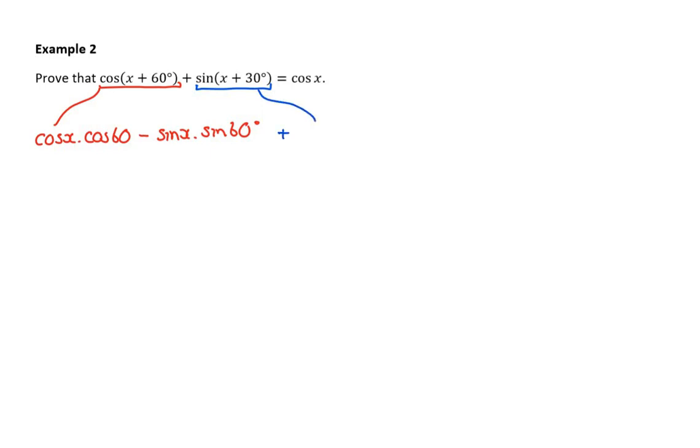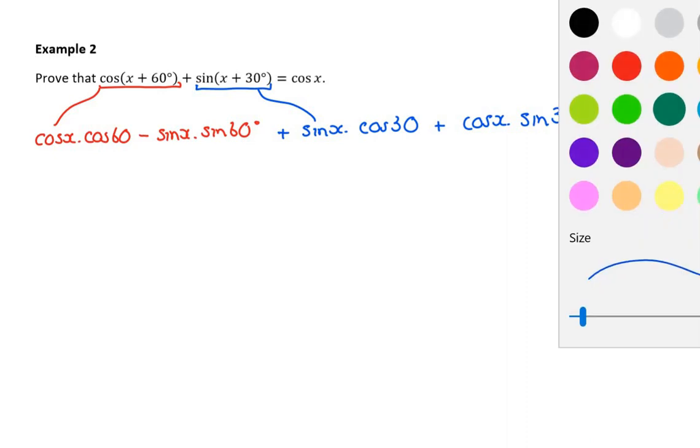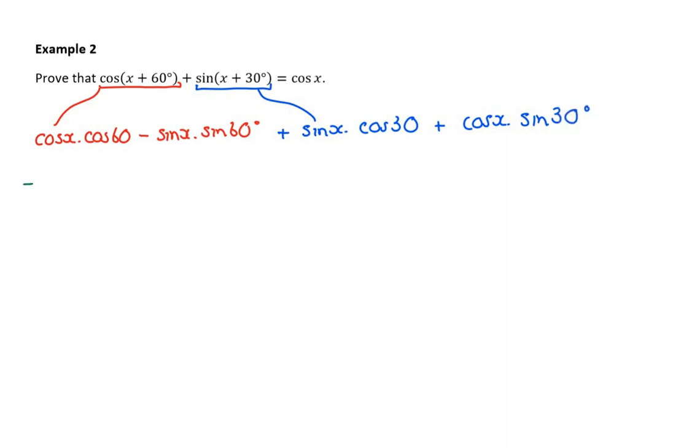Now this is sine the first angle cos the second plus cos the first sine the second. Now this said prove, so you can't make that equal to cos x. We're trying to show that this equals cos x. Right, now let's see if there's any like terms.